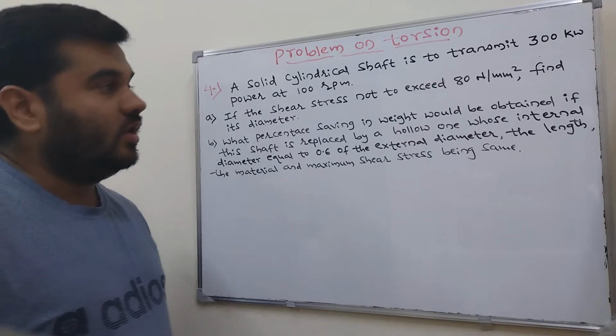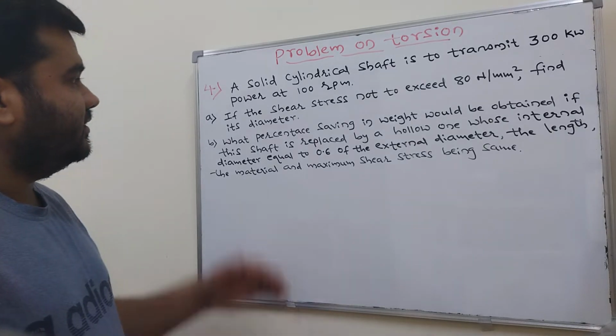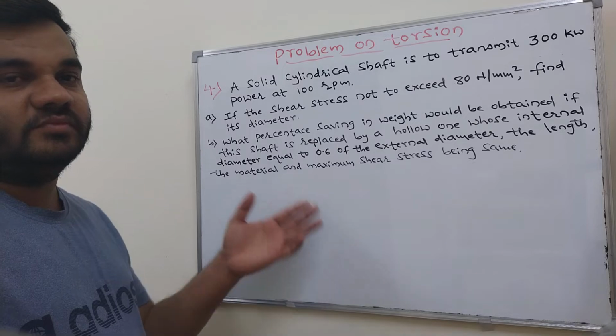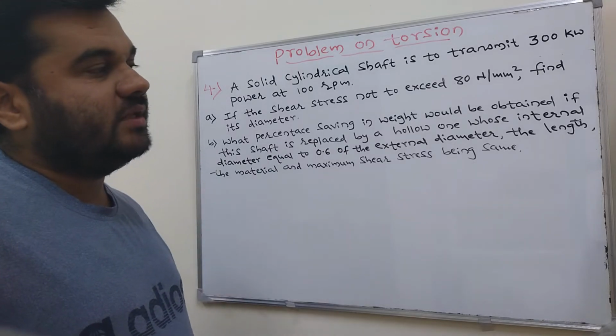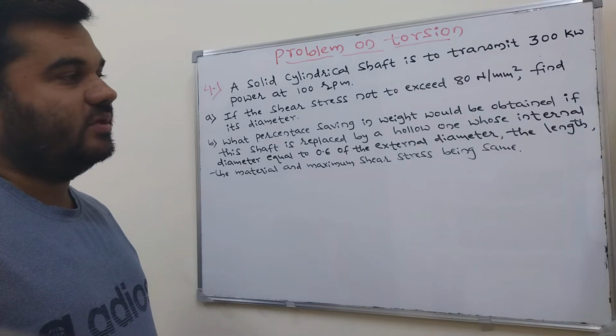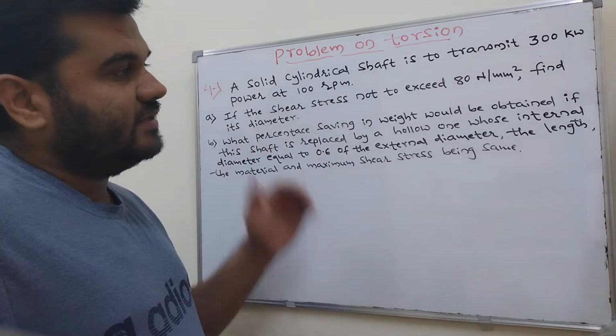In this video we will solve a problem on torsion. Okay, so this is the next problem. In the previous video also we solved 3 to 4 problems, but they are all different types, and this is also a different type of problem. First we will read the problem and we will analyze.